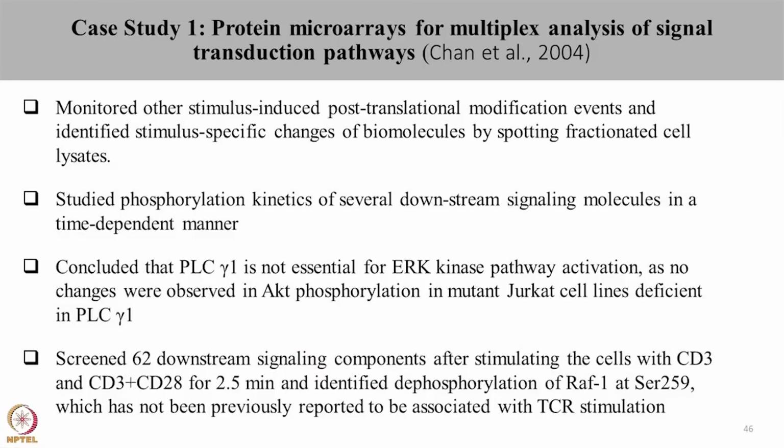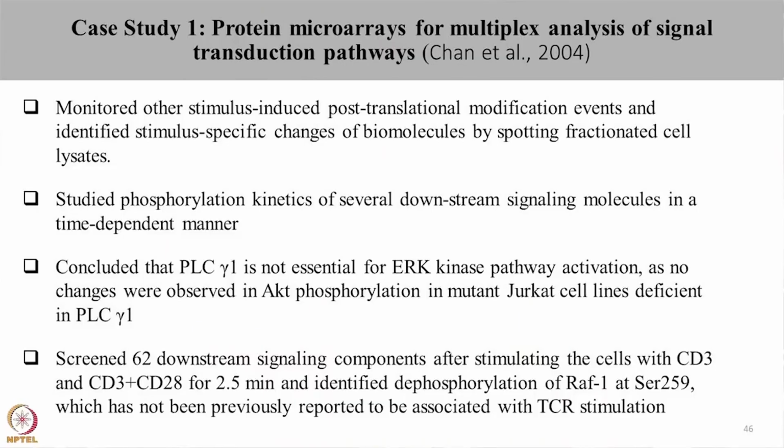To conclude, Chan et al. studied time-dependent phosphorylation kinetics of several downstream signaling molecules in a time-dependent manner. They concluded that PLC gamma 1 is not essential for the ERK kinase pathway, as there was no change seen in the phosphorylation of AKT in the cells that were deficient in phospholipase C protein. Also, they screened the phosphorylation level of 62 downstream signaling proteins and identified a novel instance where RAF1 showed dephosphorylation upon T cell receptor stimulation.